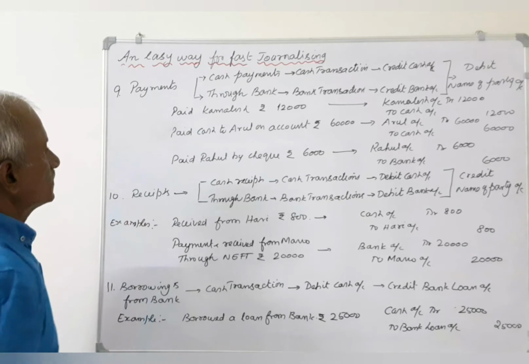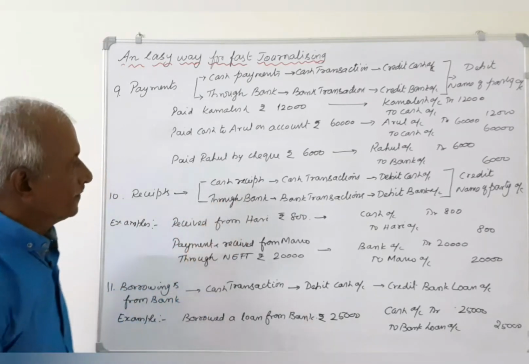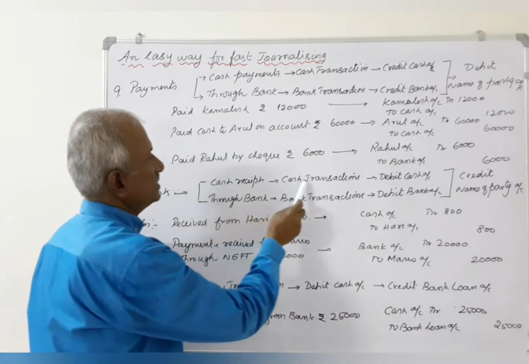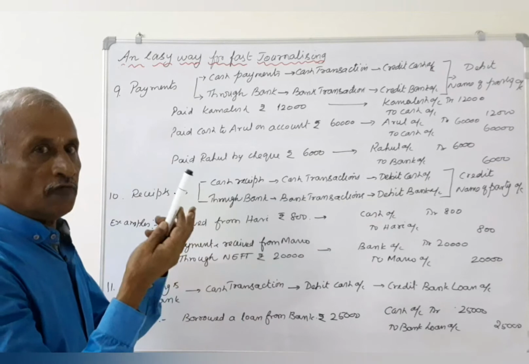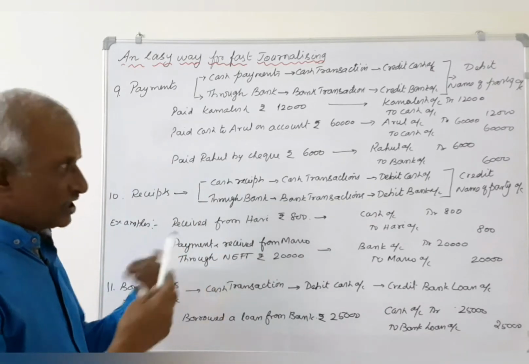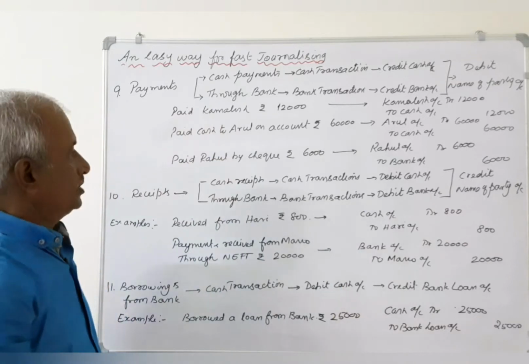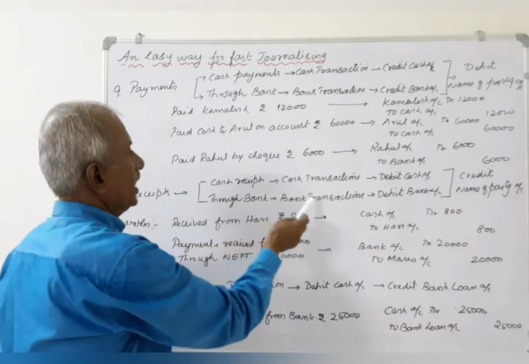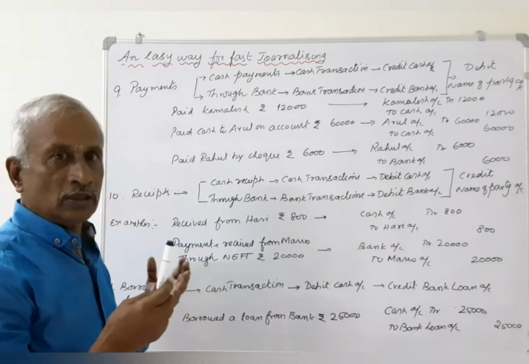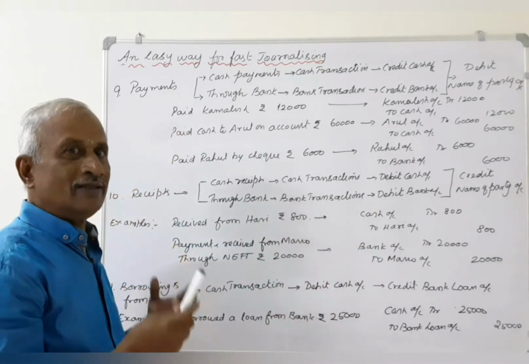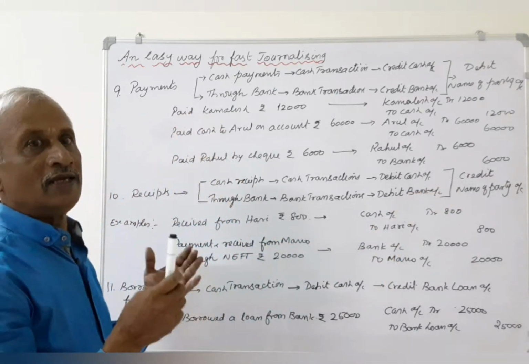Next, receipts. Again you have cash receipts and receipts through bank. Cash receipt is a cash transaction, so debit cash account because what comes in should be debited, cash comes in. And credit the giver, name of the party. Receipts through bank is a bank transaction. So debit bank account, because debit the receiver, and credit name of the party, credit the giver.